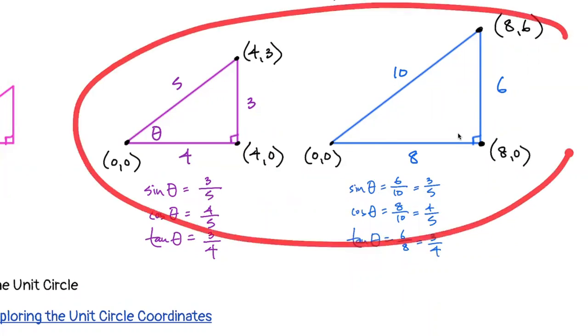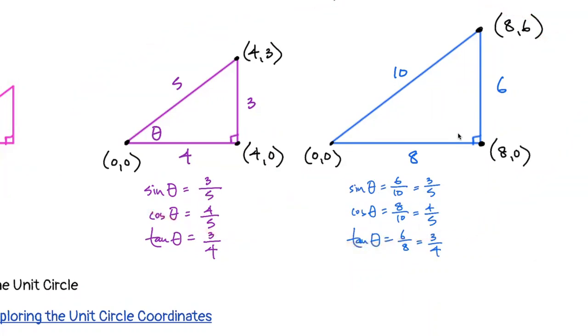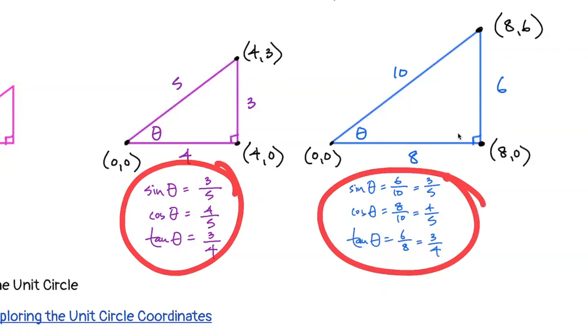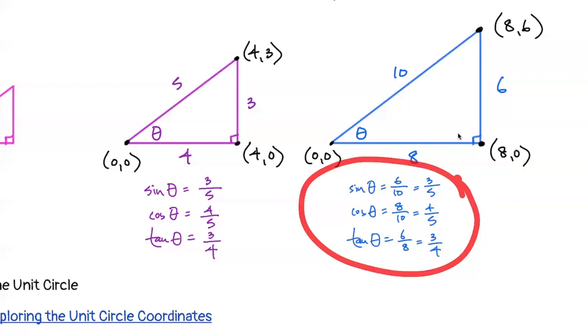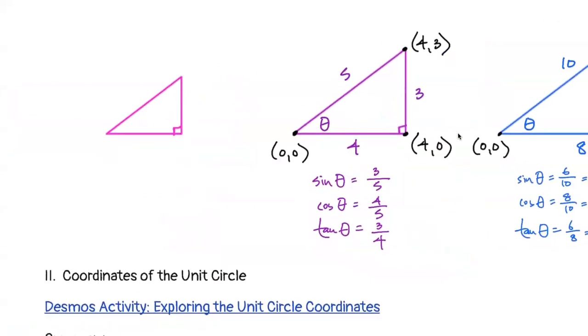So if we take a look at the two triangles we have so far, the size does matter when we're looking at just how long is a side, how long is the hypotenuse, how long is the opposite side. We need to know those as actual numbers. However, when we're thinking about the ratios of the sides, as long as the angle is the same, the ratios of the sides will be the same. So this idea of taking a number and then reducing it to get what you want is one way of looking at this.